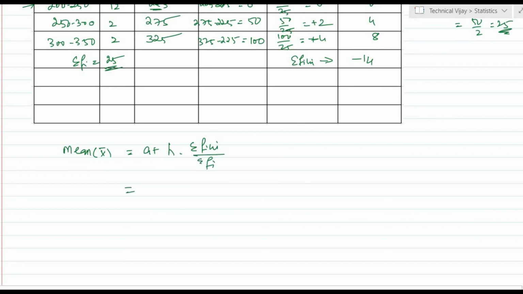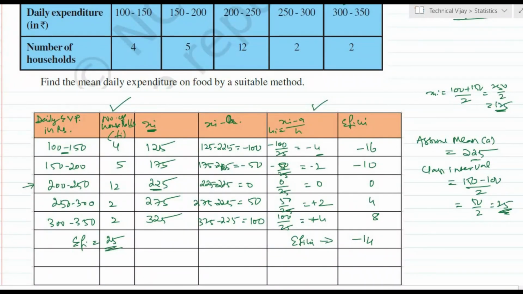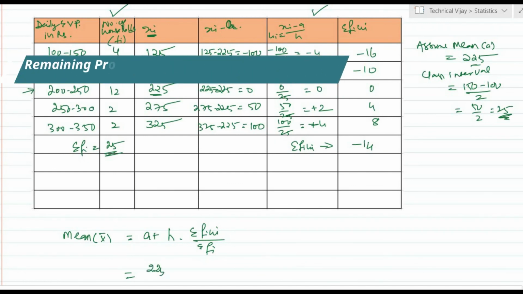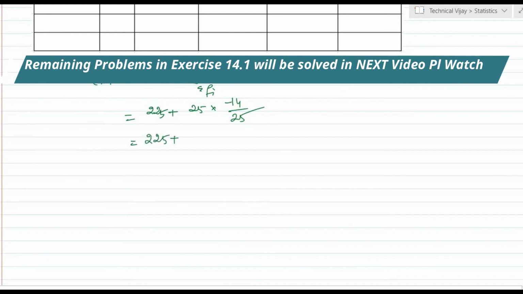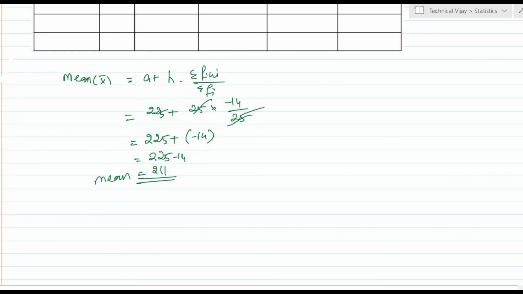Here A is nothing but the assumed mean, which is 225. So A is equal to 225 plus h, which is 25, into sigma fi ui divided by sigma f, that is minus 14 divided by 25. Then this is equal to 225 plus, the 25 gets cancelled, minus 14. So 225 minus 14 is equal to 211. The mean is equal to 211.